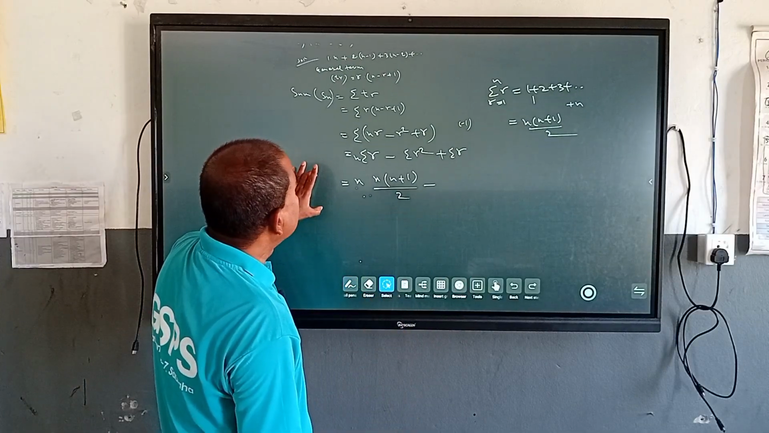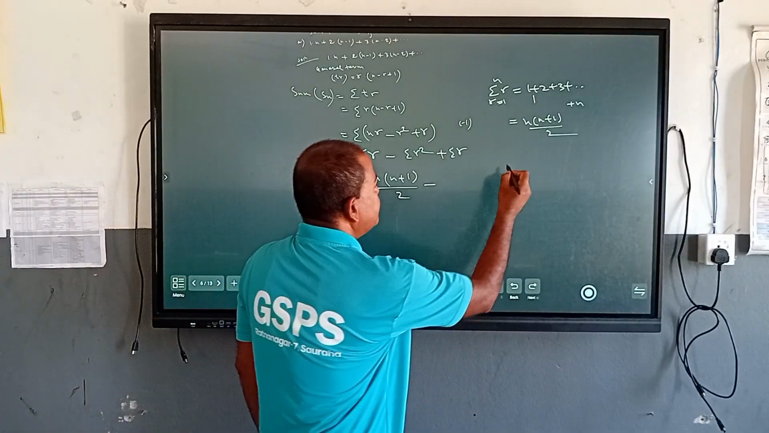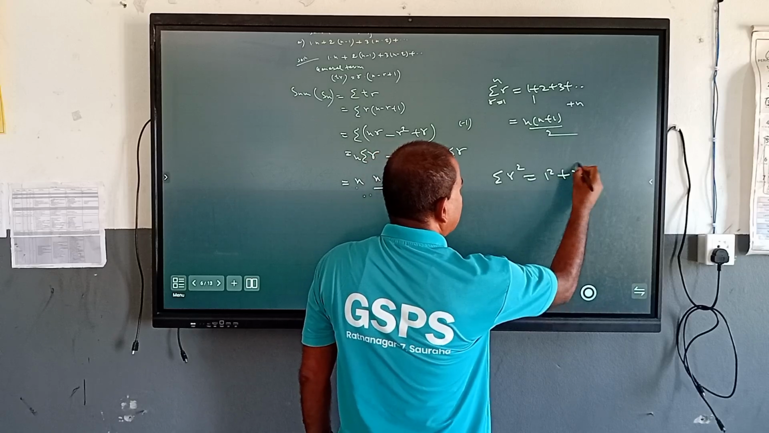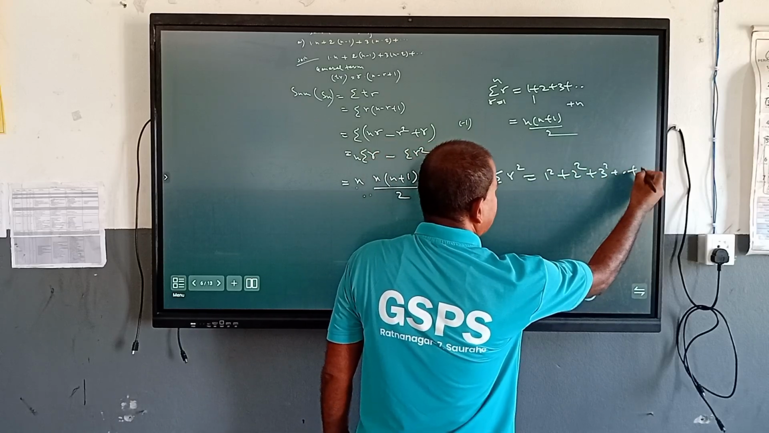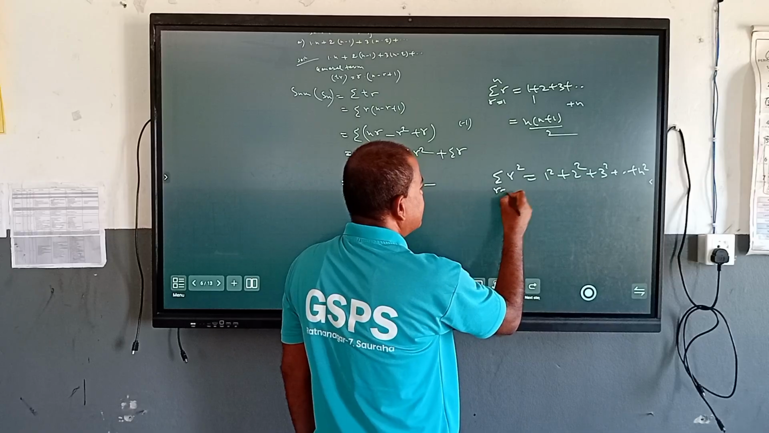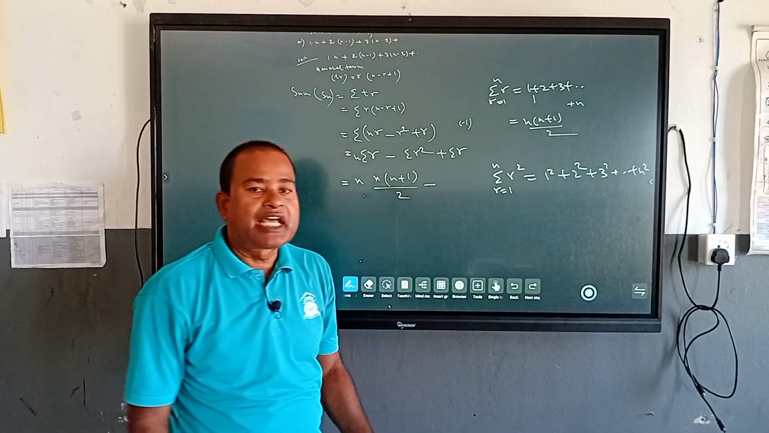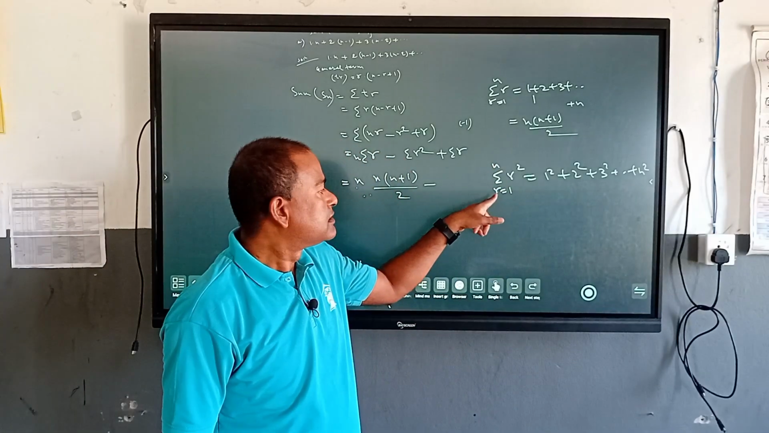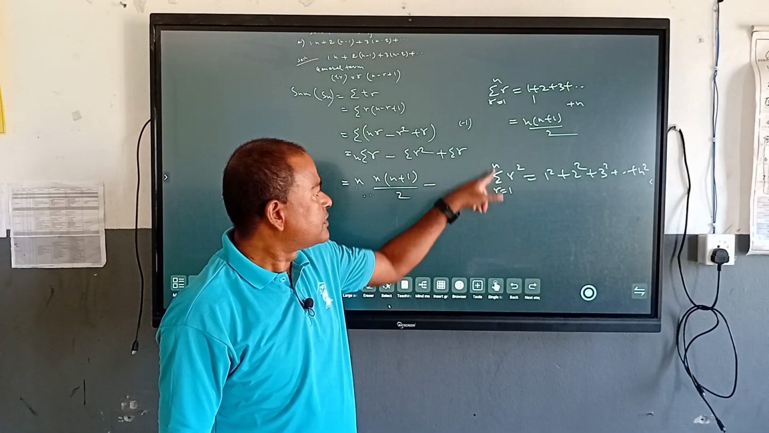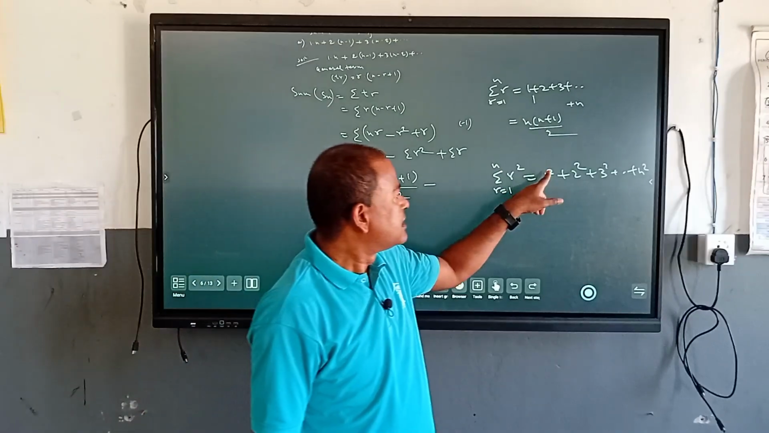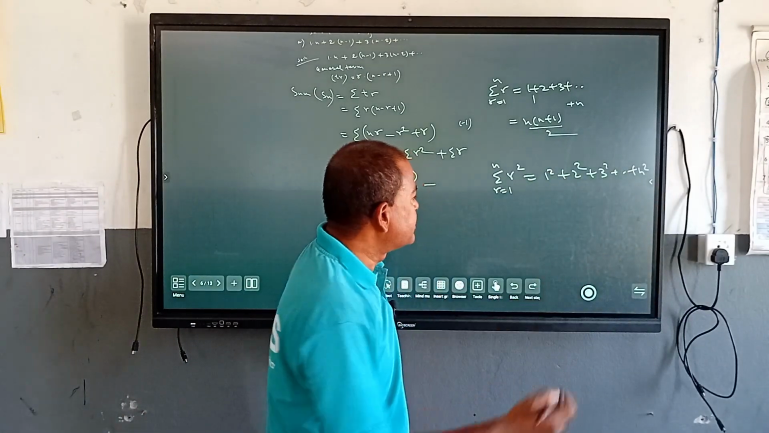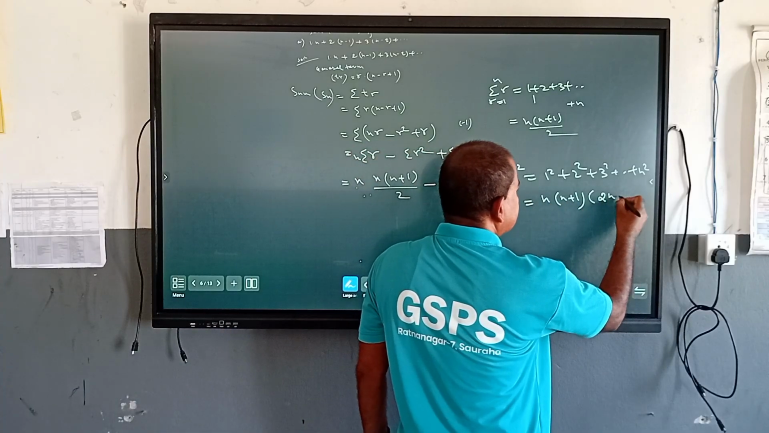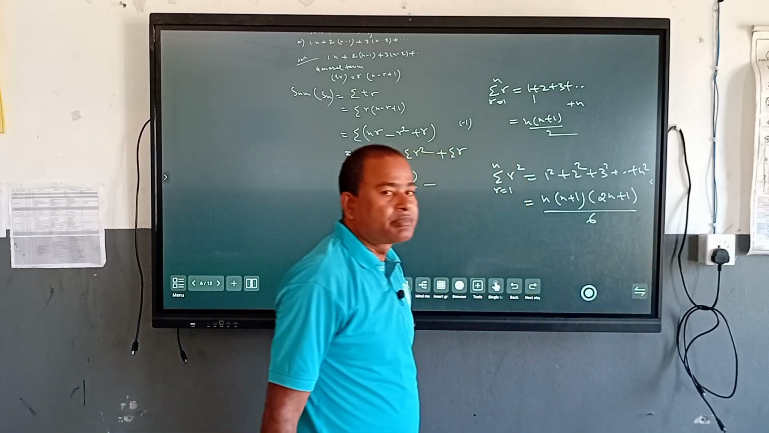Dear students, now summation r square. Summation r square means 1 square, 2 square, 3 square, up to n square, because the value of r runs from 1 to n. r represents the number of terms, and the number of terms we have got is n. Now if r runs from 1 to n, then summation r square represents the sum of the squares of the first n natural numbers, and we know that it is equal to n times n plus 1 times 2n plus 1 over 6.